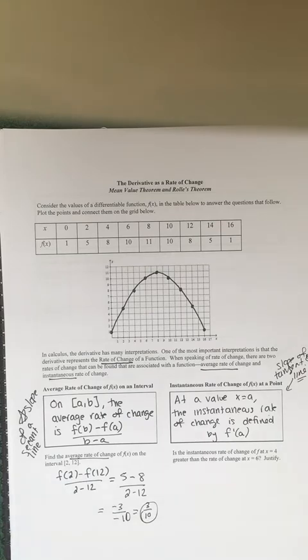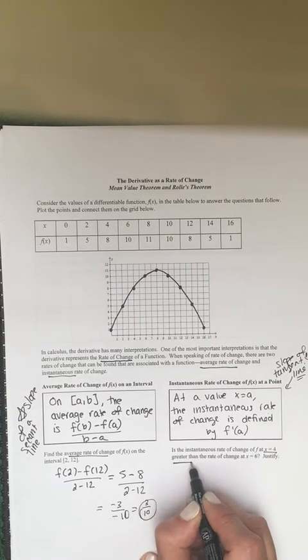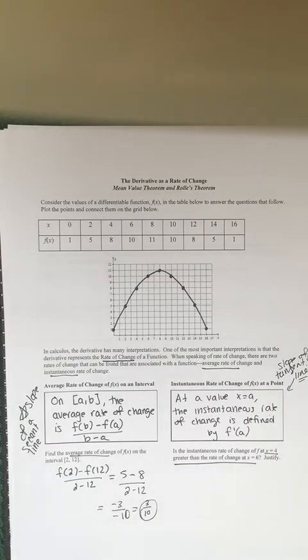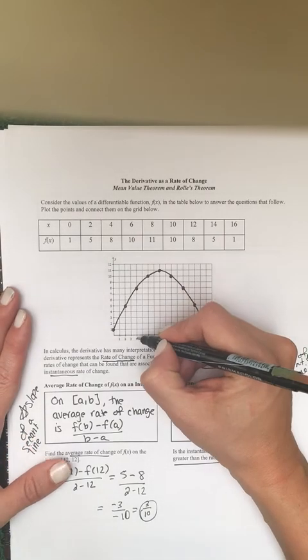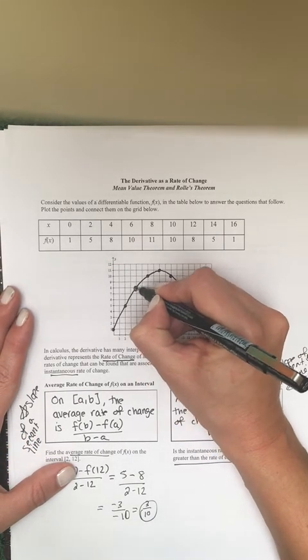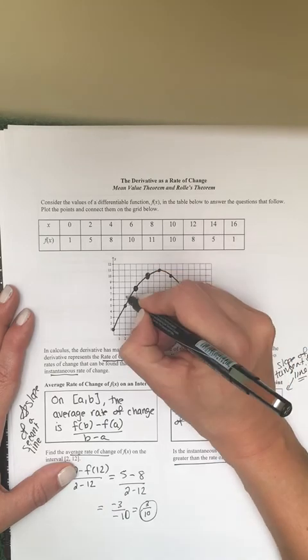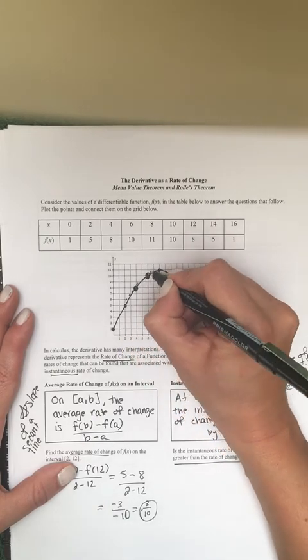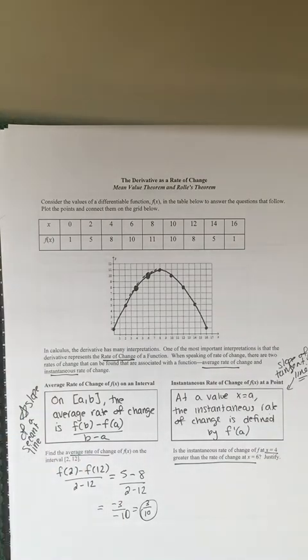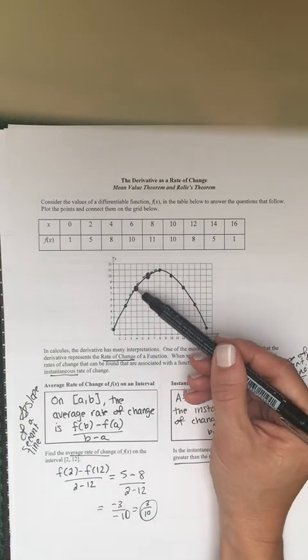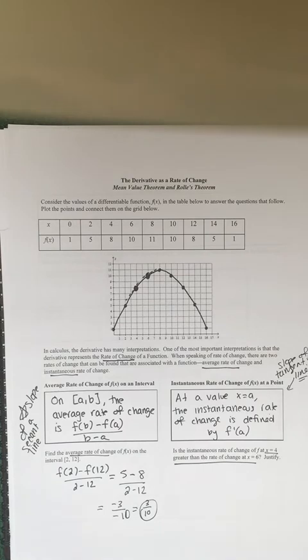Then we've got to go over and talk about the instantaneous rate of change at x equals 4 and determine if it's greater than the instantaneous rate of change at x equals 6. Well, if we look at the curve and think about x equals 4 versus x equals 6 and think about the tangent lines to each of those, we can see that the one at x equals 4 is steeper than the one at x equals 6.